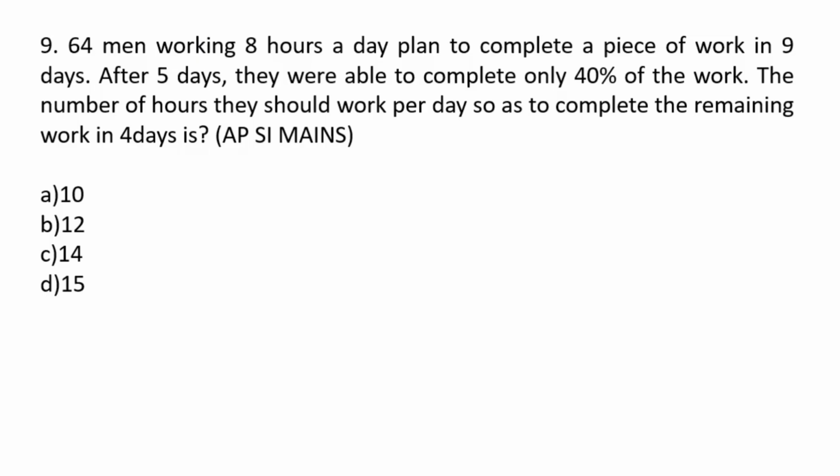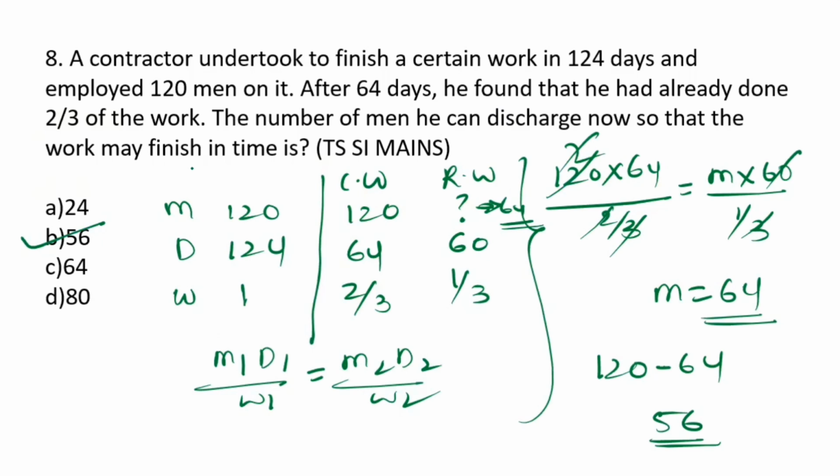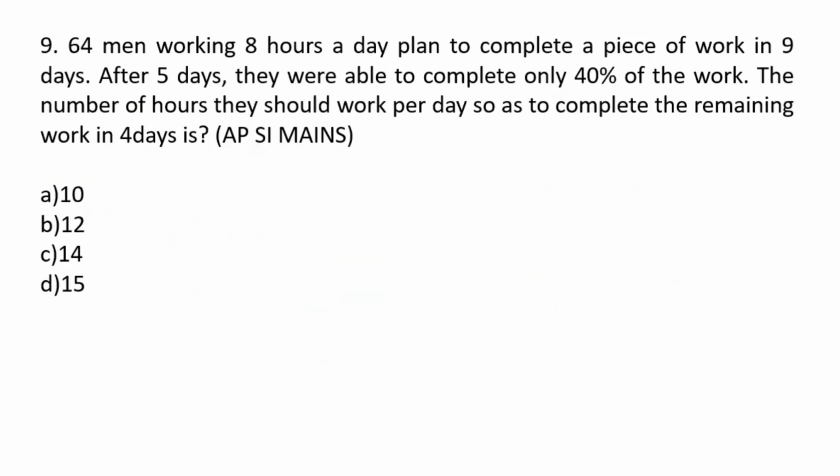Okay. So here, in the previous example, only men, days and work were given. In this example, we have men as well as days, hours and work also. So write it first. How many men are there? 64 men are there. And how many hours are they working? 8 hours. How many days? 9 days. The entire work will be completed in 9 days.